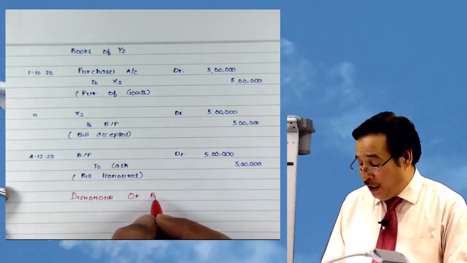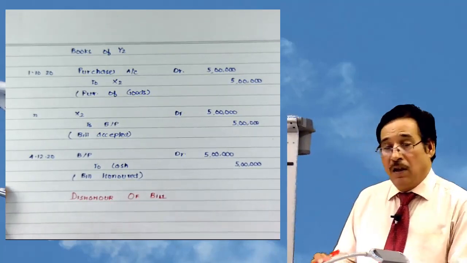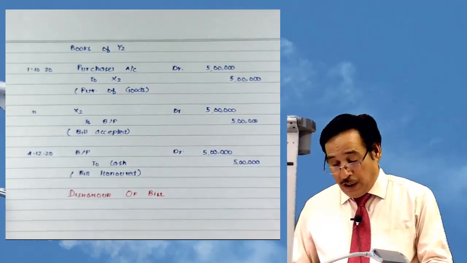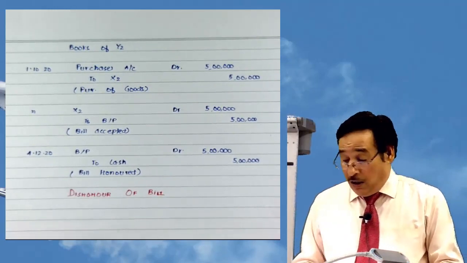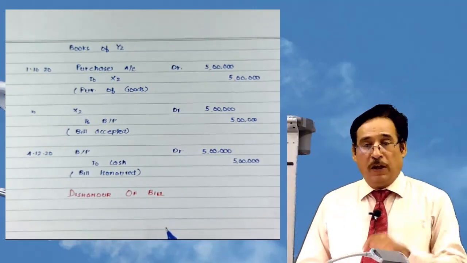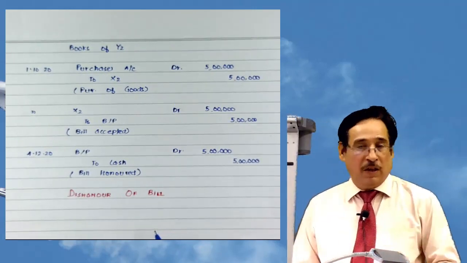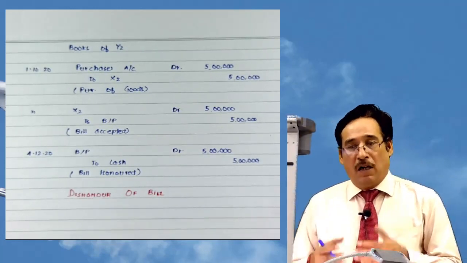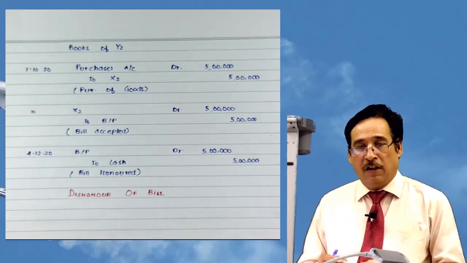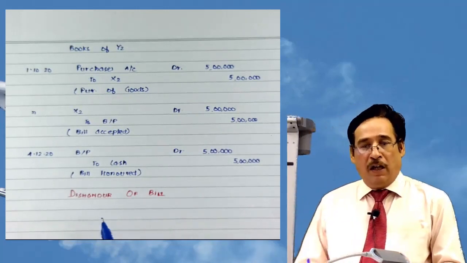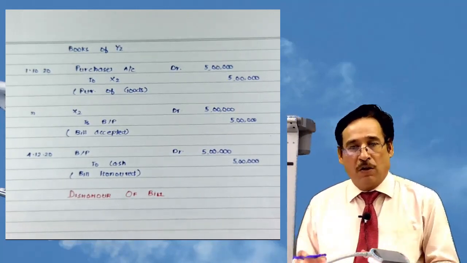Dishonor of bill means when the drawer or the party goes to the drawee on the maturity date to get back their cash, and the drawee is not in a position to pay, or fails to honor the bill, then it is known as dishonor of bill. Suppose the bill is retained by me, I am the drawer, and I retained it till the maturity date. On the maturity date, when I ask the drawee to pay back my money, and if the drawee fails, then it will be known as dishonor of bill.